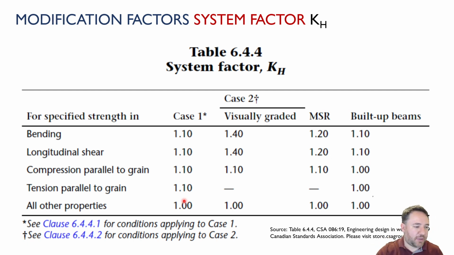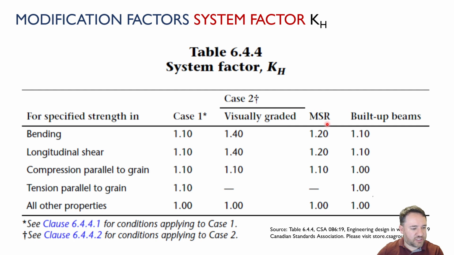We don't get to bump up for that, for example. For case 2, which is the one that we just talked about, for visually graded, you can see that for bending and longitudinal shear, we get a 40% bump. For compression parallel to grain, we don't get that bump because we don't have the composite action happening in that case. And all other properties, 0.